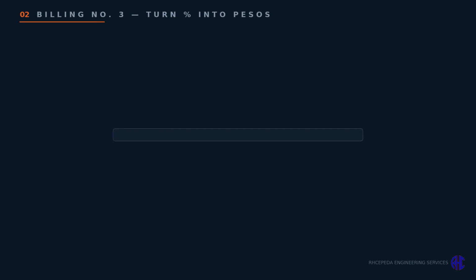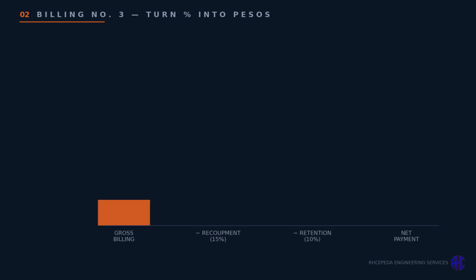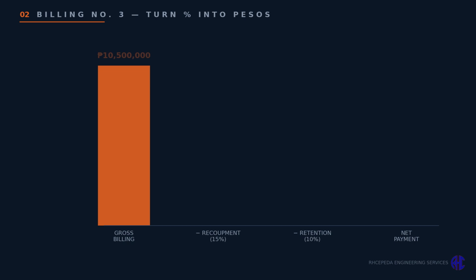Now turn that percentage into pesos. This is billing number 3. At month 2, the contractor had billed 21%. The SWA now says 42%, so 21% is this period's earned value. On a 50 million peso contract, that's a gross billing of 10,500,000 pesos.